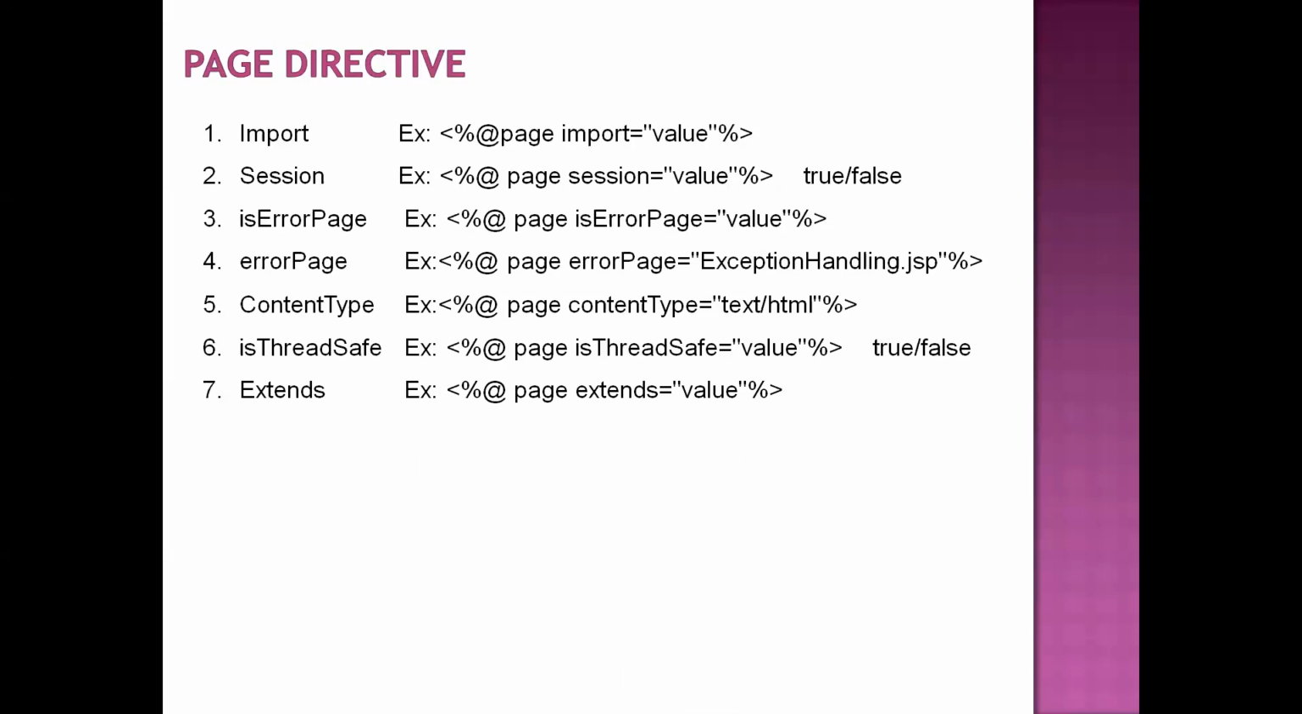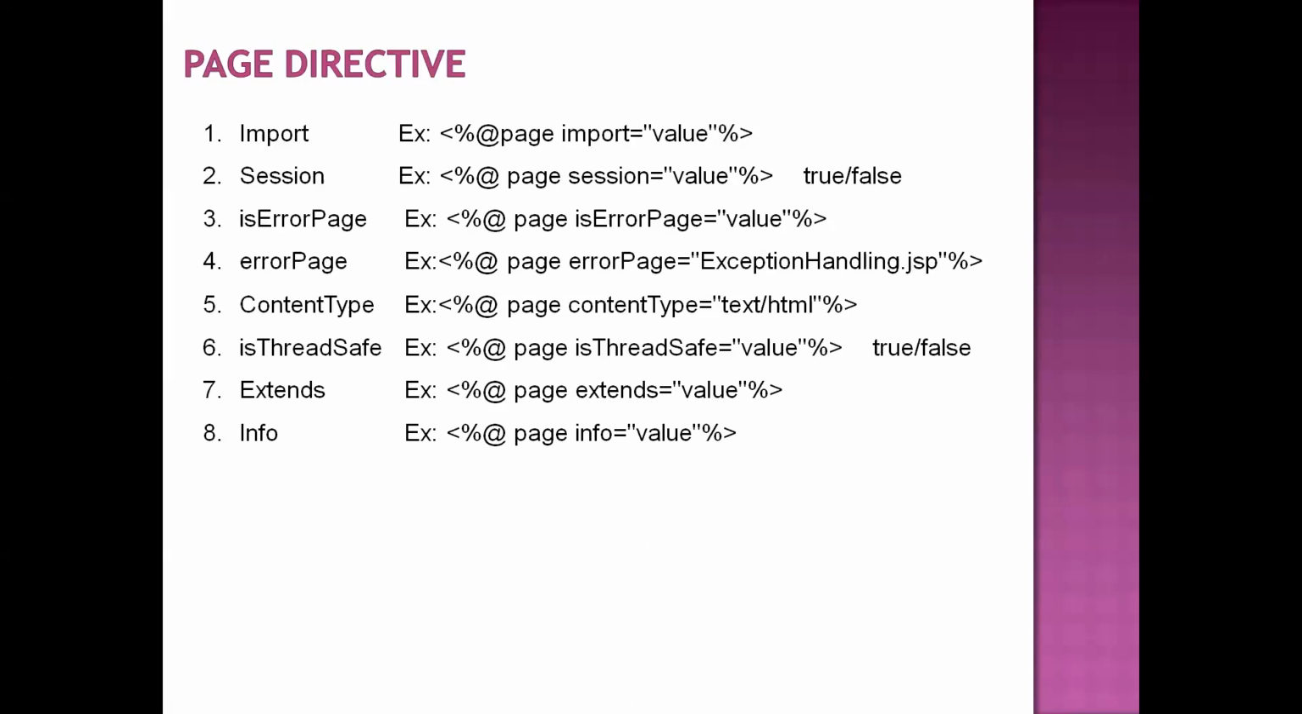Now see the extends attribute. In a JSP page also, if you want to inherit some class features into your JSP page, then you can extend your JSP page from some other class. That inheritance relationship we can show in our JSP page by using the extends attribute. Here, from which class you want to inherit, that class name you have to supply as a value. This is about the extends attribute.